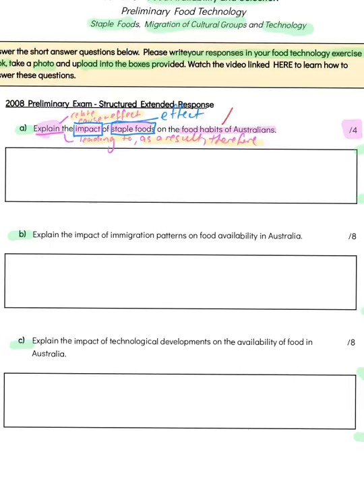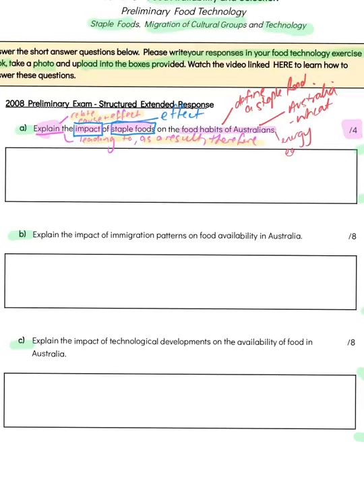You need to start by defining what a staple food is. And then you would also need to make reference to the staple food of Australia and the fact that our staple food is wheat. And you would also provide information on why that's the staple food. You would also say that this staple food is a major source of energy in the diet.